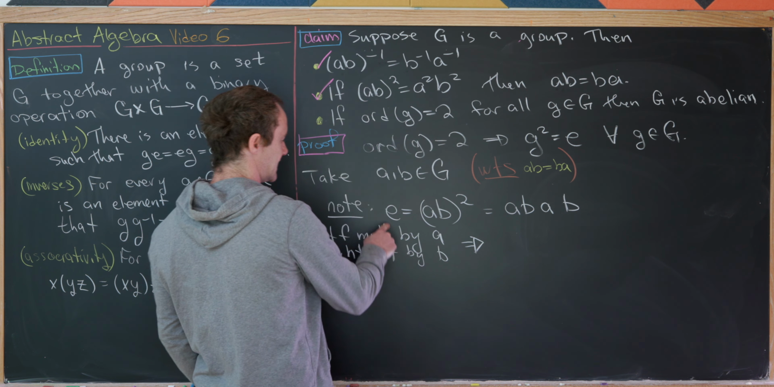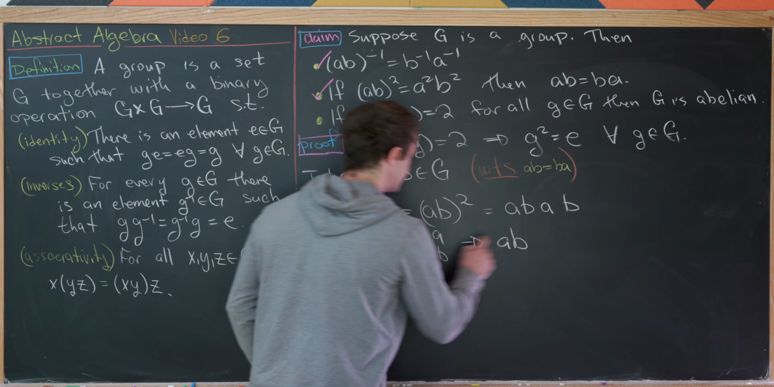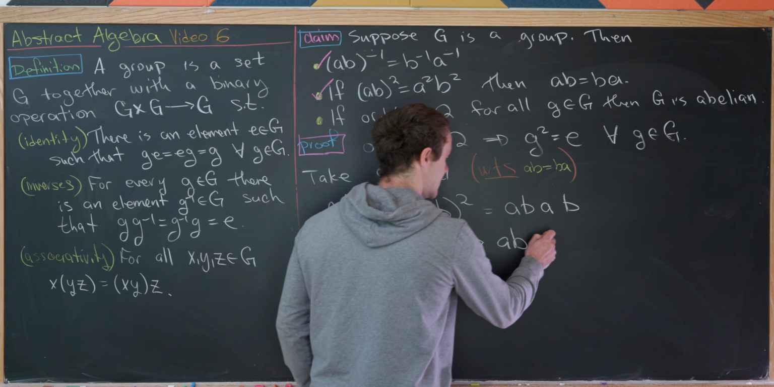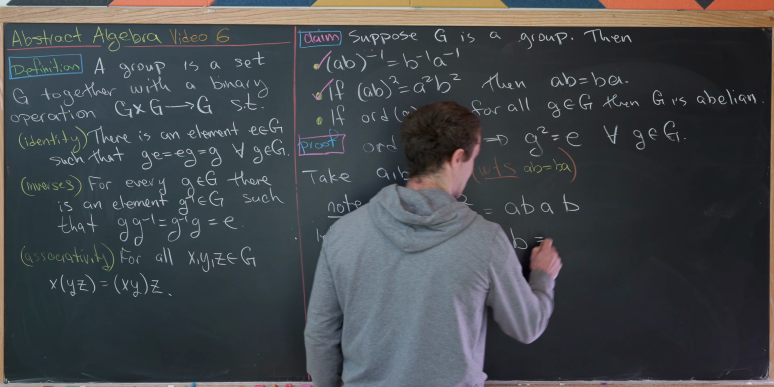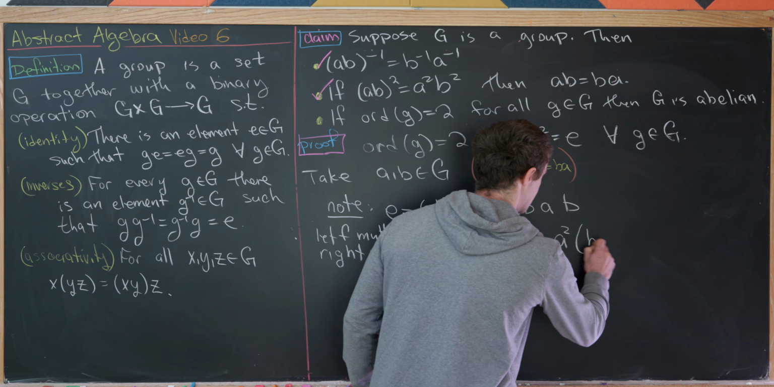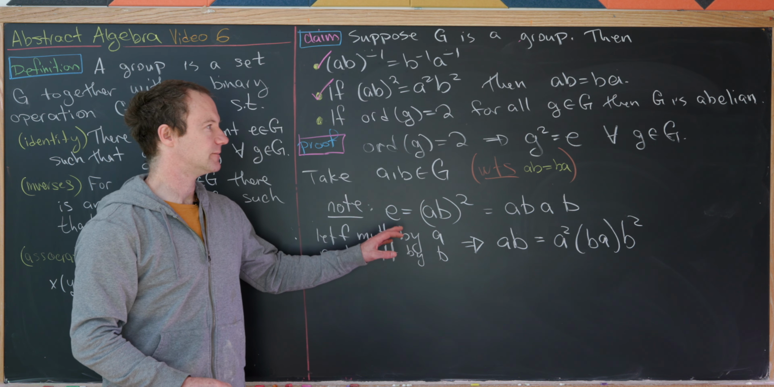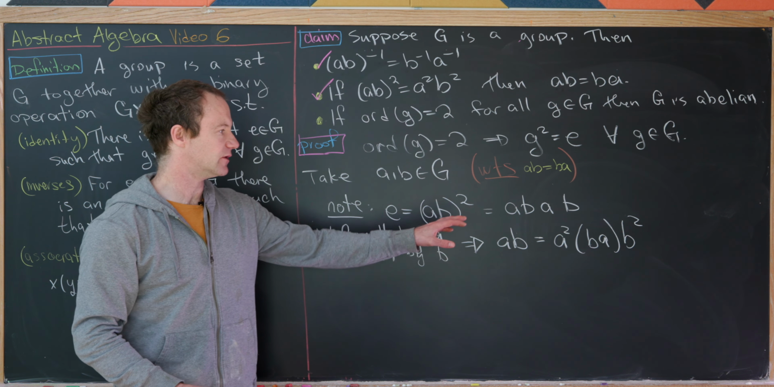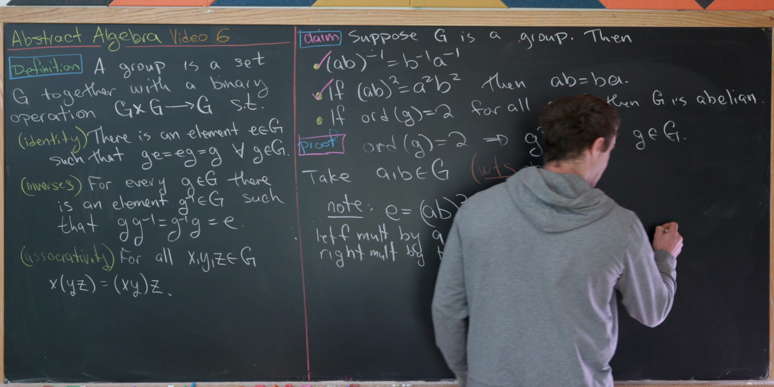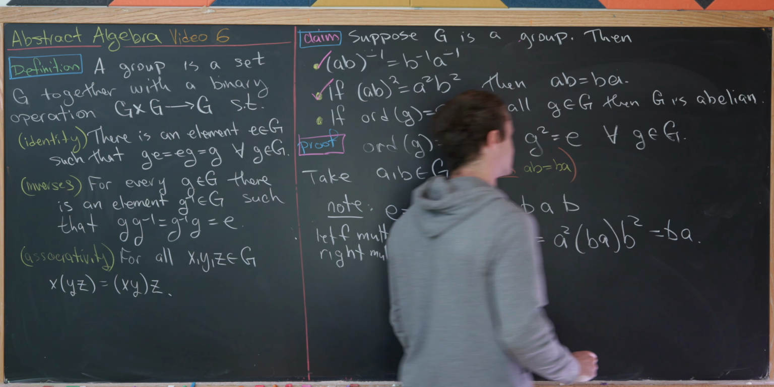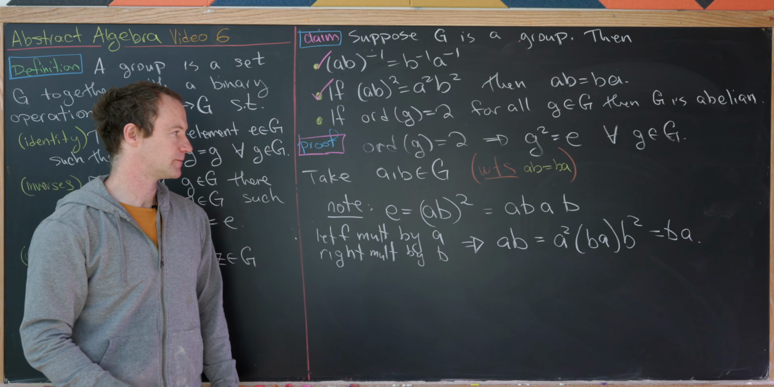So let's see, that's going to end up with a times b on the left-hand side, and then on the right-hand side, we'll have a squared times ba times b squared. But since the order of everything is 2, a squared and b squared are both the identity, so this simply leaves us with b times a.